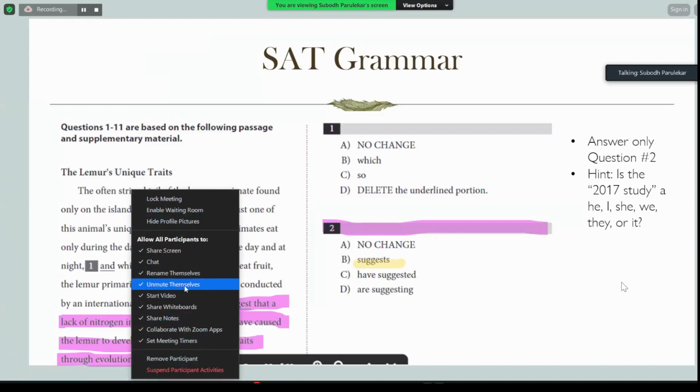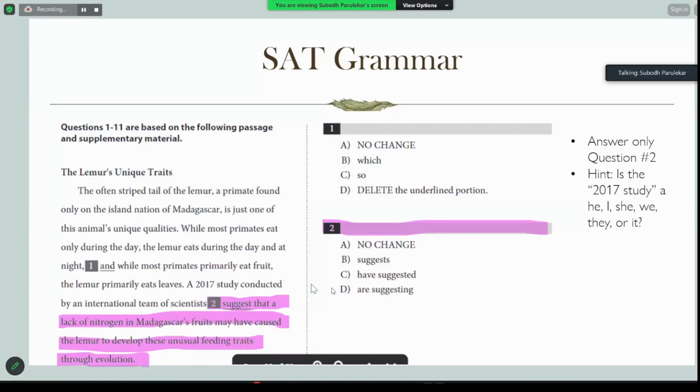Okay, so let us go over this question. There are two things we need to focus on in this specific sentence. Yes, there is a lot. It is hard to comprehend. It talks about lemurs, nitrogen, evolution. Even I'm not really looking at all of that information. What I'm looking at is the two things I need: the subject and then the tense. So I'm looking at a study, and then the tense.